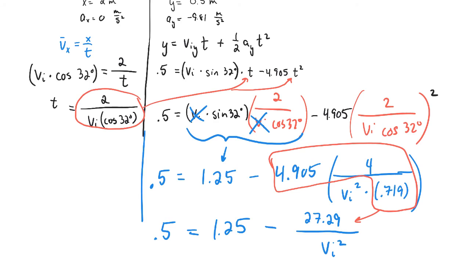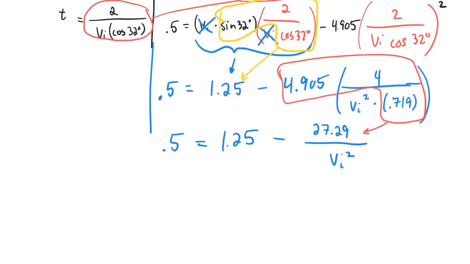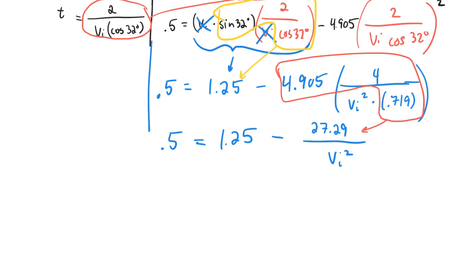Let me put a little circle in yellow to show this part, by the way, in case this was confusing. That's the number that becomes 1.25. Okay, sine 32 times 2 over cos 32, that becomes 1.25. At this point, let's move the 1.25 over. Subtract it from both sides.